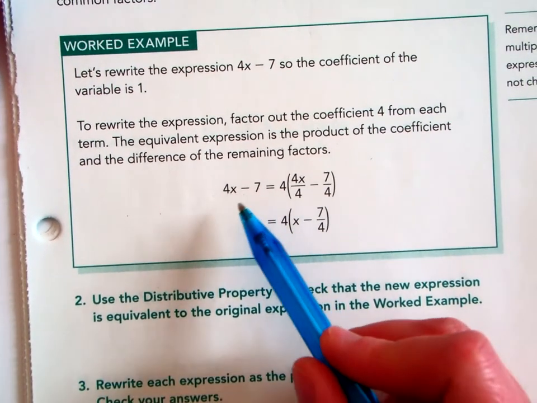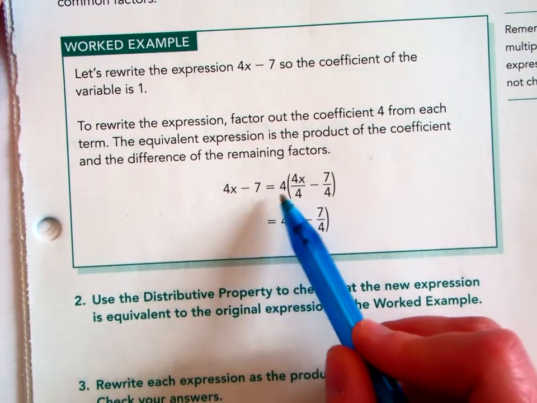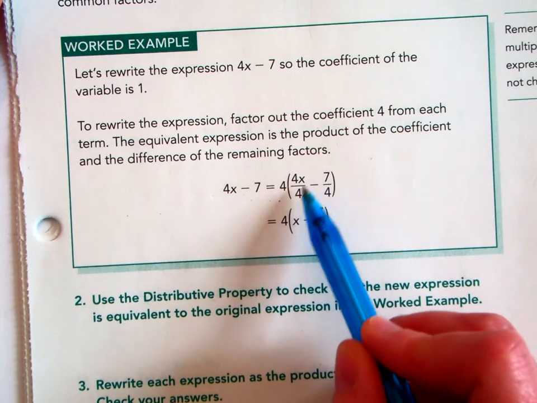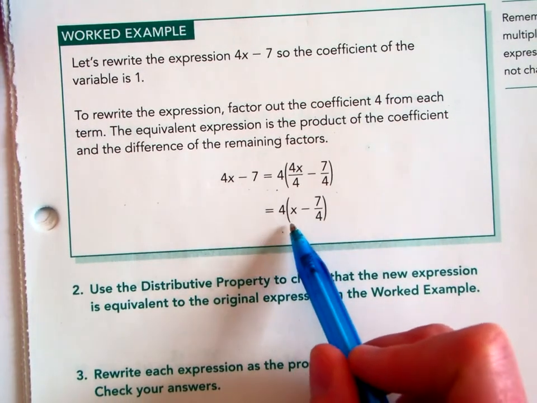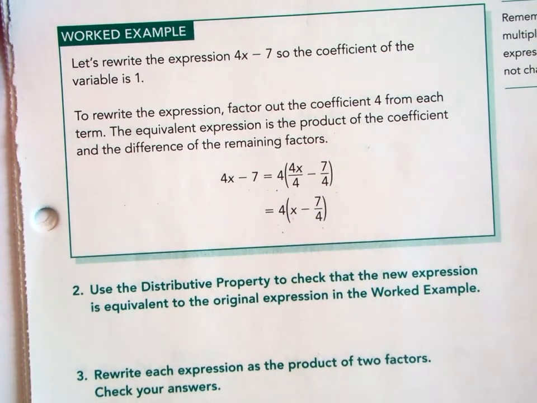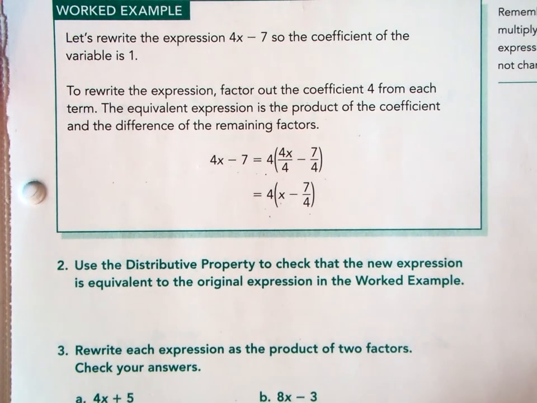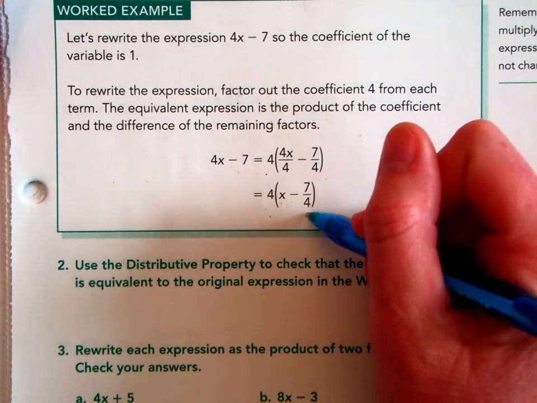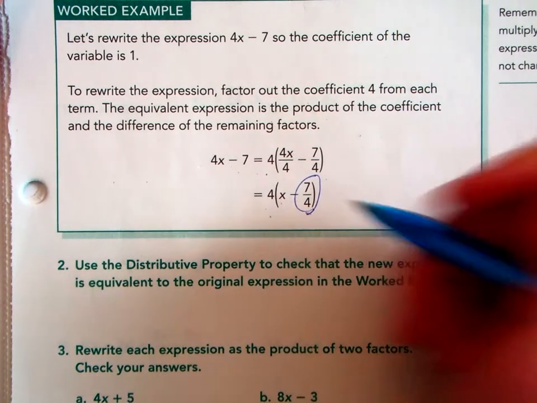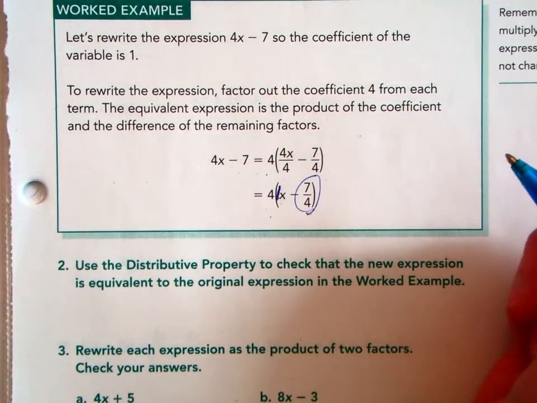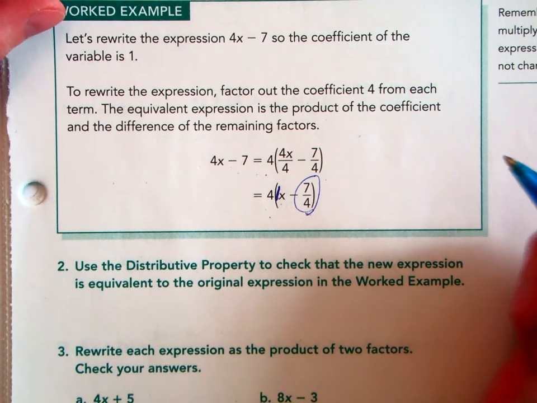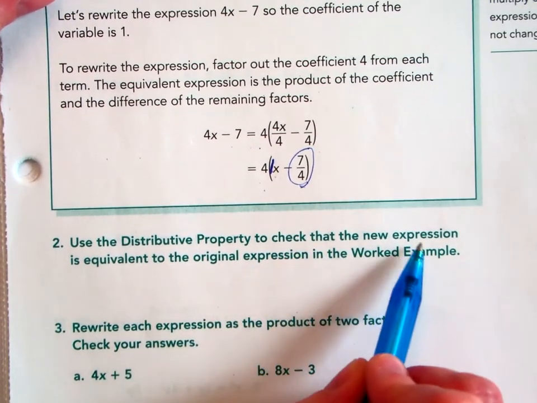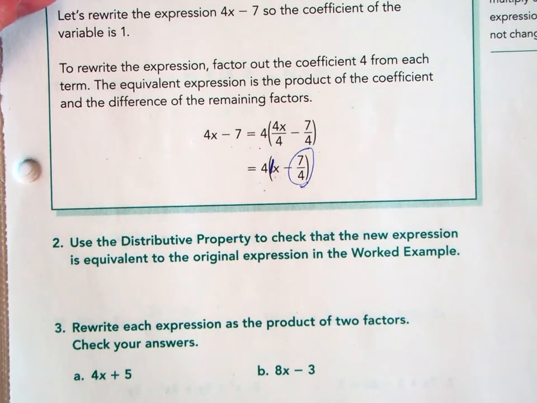All right. They do 4x minus 7 equals 4 times 4 over 4 times x minus 7 over 4, which simplifies to 4 times the quantity x minus 7 fourths. This one's a tough one. They're trying to show you that by using this improper fraction, you can still make this coefficient 1. And the reason they want to make that coefficient 1 is when you're using equations and inequalities, it's easier to work with 1. Use the distributive property to check that the new expression is equivalent to the original expression in the worked example.